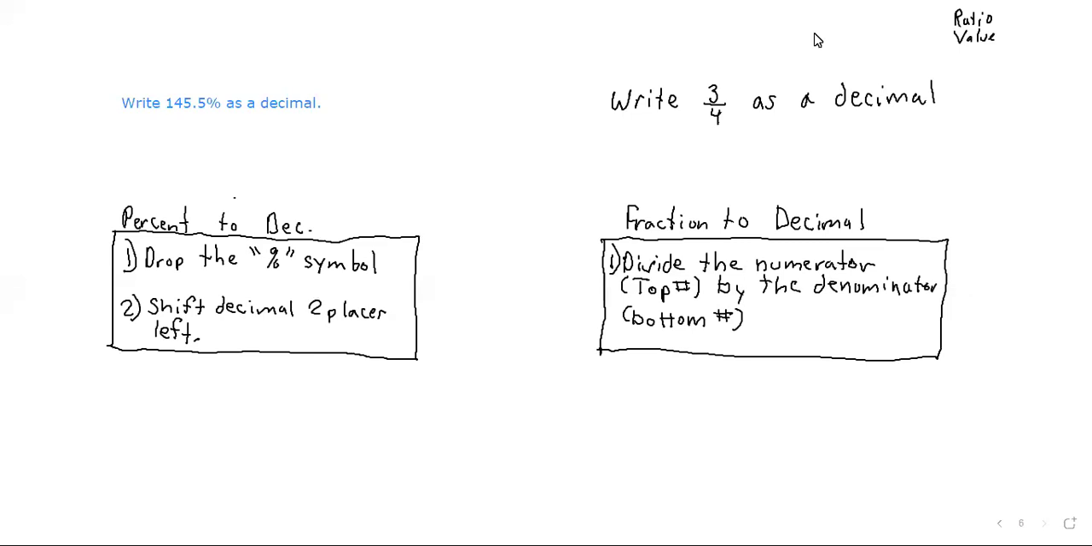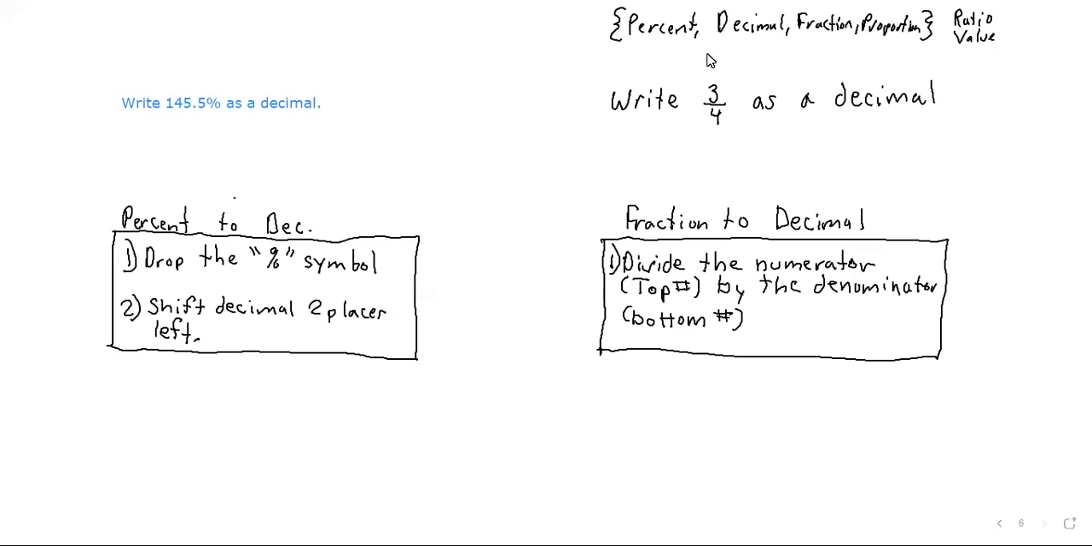Those four ways are as a percent, as a decimal, as a fraction, and as a proportion. So these four formats are all of the same type of number, a ratio value.